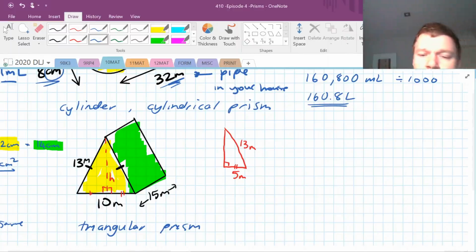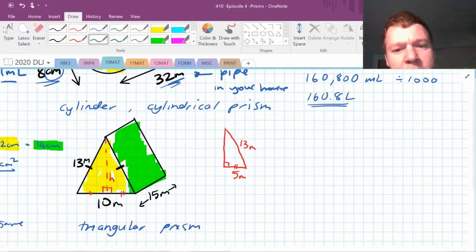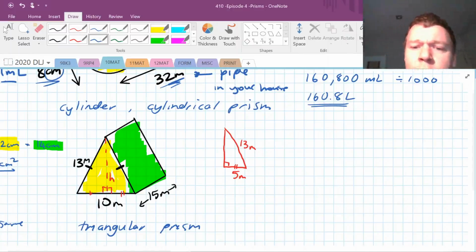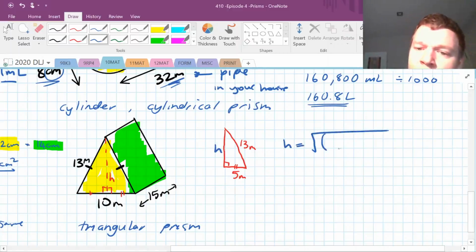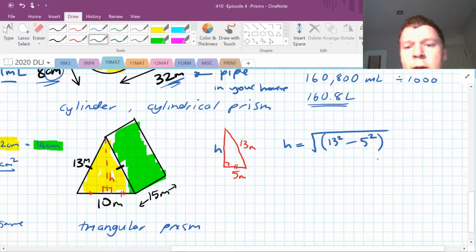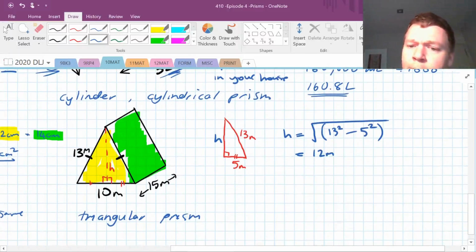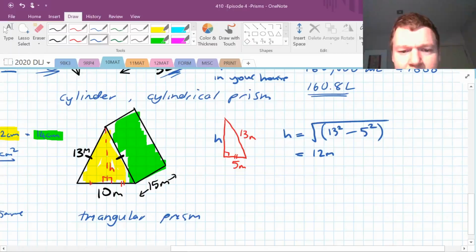Hopefully you might recognize that I've set up a perfect triangle here. But if you wanted to do it just in your calculator, the quickest way is, we're finding a short side, so 13 squared minus 5 squared, and you should end up with 12, because it's a perfect triangle. All right, we have our height.